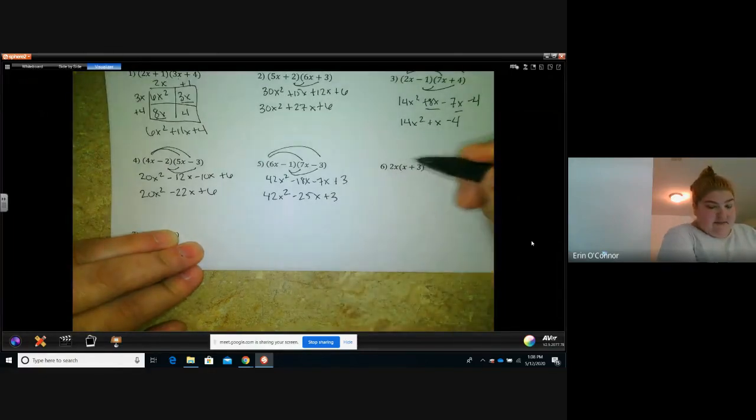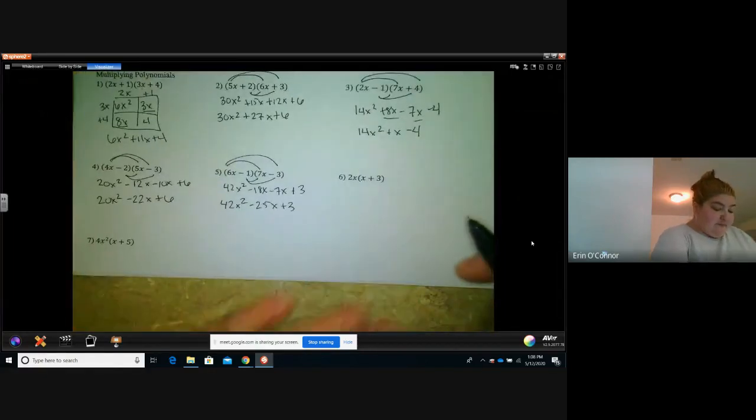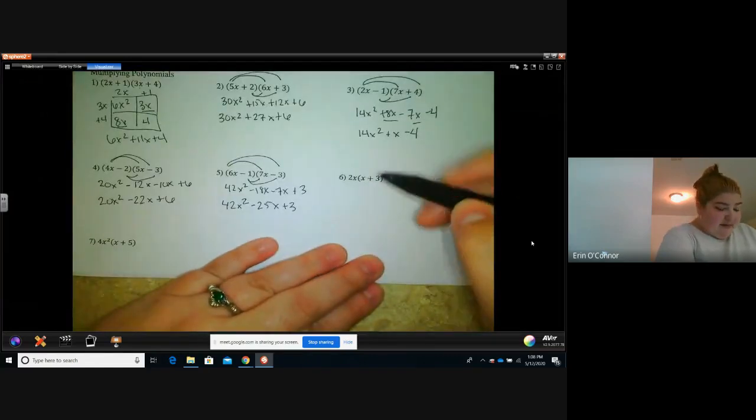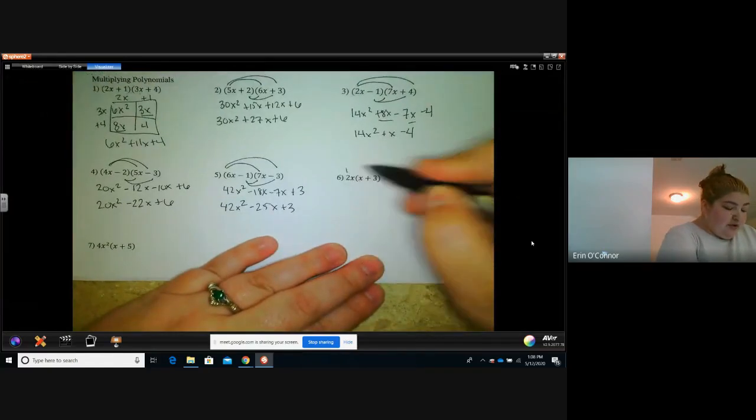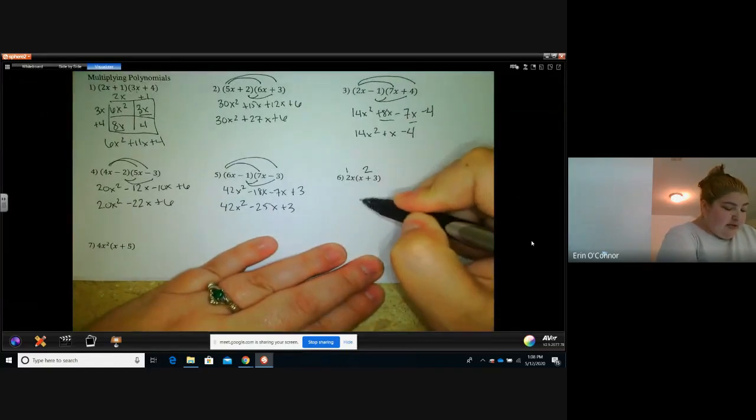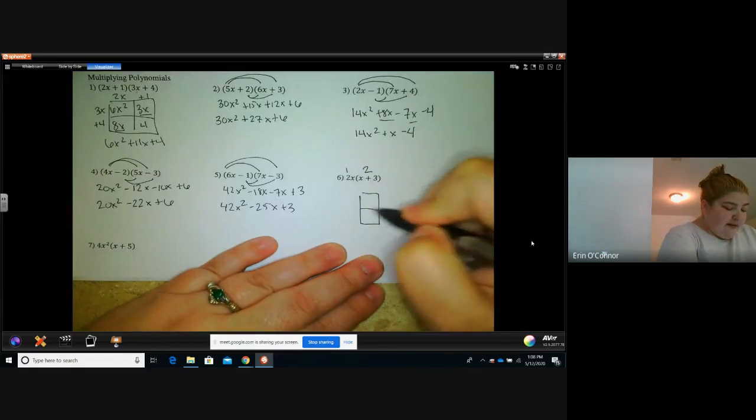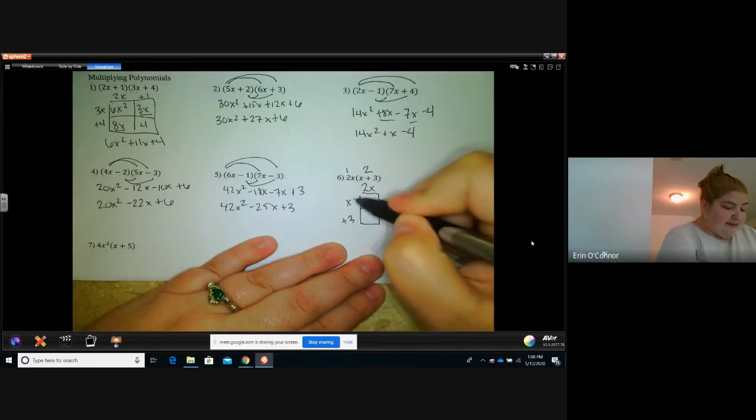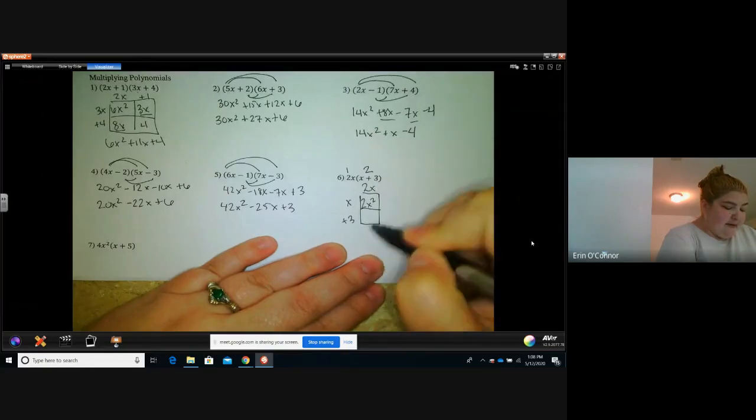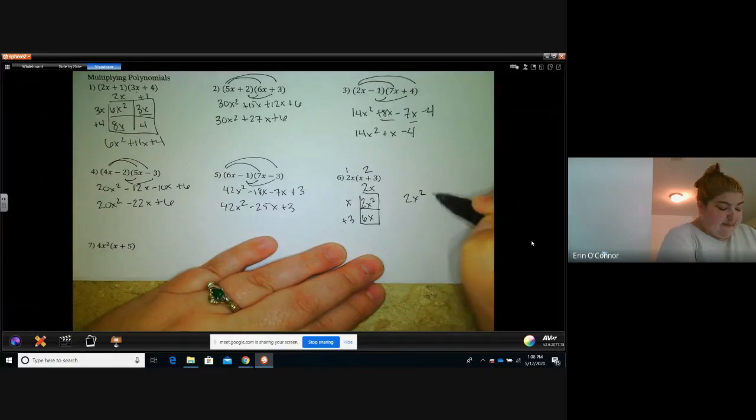For this next one, I'll show it to you as a table method for this one. This is a 1 term by a 2 term. So I need 1 by 2. 2x, x plus 3. X times 2x is 2x squared. 2x times 3 is 6x. We would get 2x squared plus 6x.